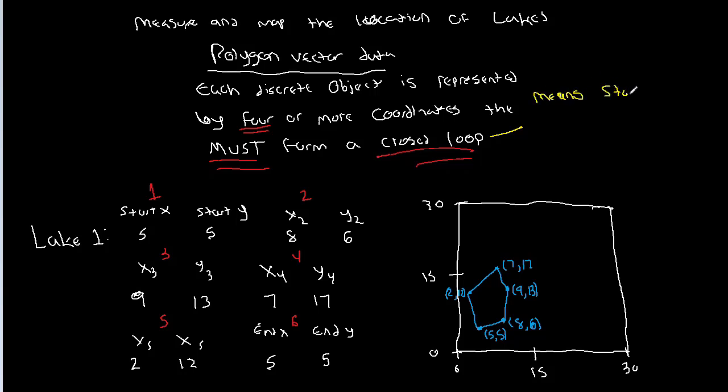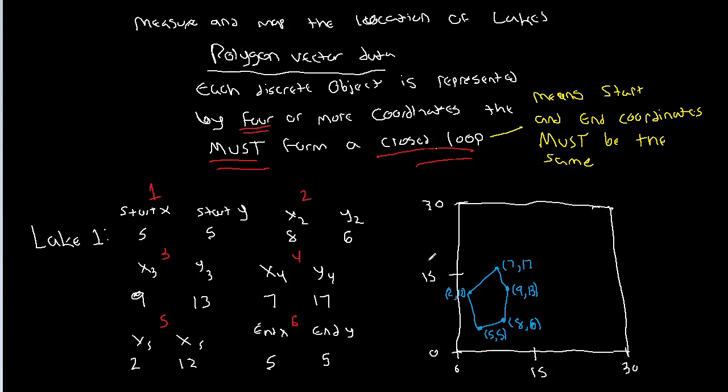start and end coordinates must be the same. Right? That's what it means to form a closed loop. If we started at 5, 5, as we measure our coordinates around the object, we have to end at the same place that we started. So in this case, 6 had to be equal to 1, which it was.